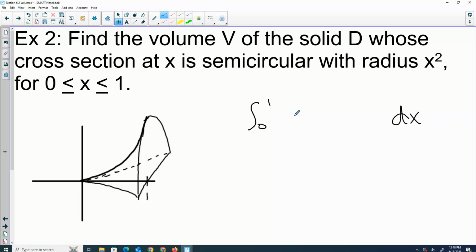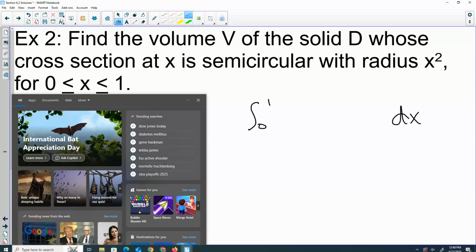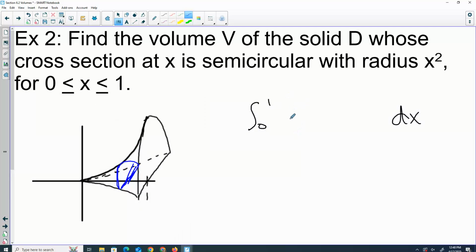We have to integrate a cross section, so think about your cross section. If you slice this anywhere, if I took a slice back here, that makes a triangle. Is it a triangle though? No, it's a semicircle, so it's half of a circle. So a circle is pi r squared, so half of it will be 1/2 pi r squared. But we know the radius changes depending on where I slice it, right?